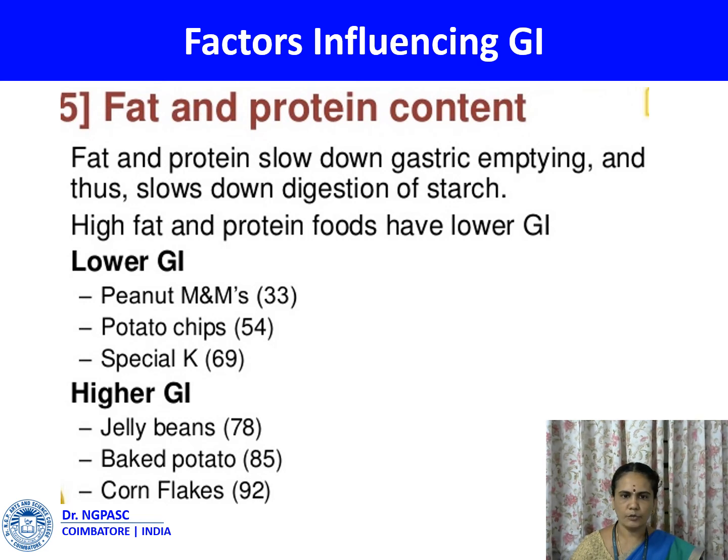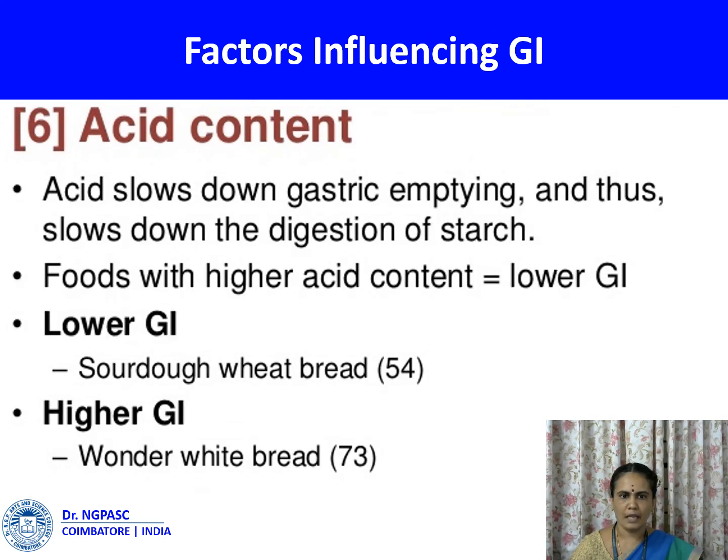And the fifth factor is fat and protein content. Fat and protein content slow down the gastric emptying and thus slow down the digestion of starch. High fat and protein foods have a lower glycemic index. Peanut, potato chips, and special cakes have a lower glycemic index, and jelly beans, baked potato, and cornflakes have a higher glycemic index.